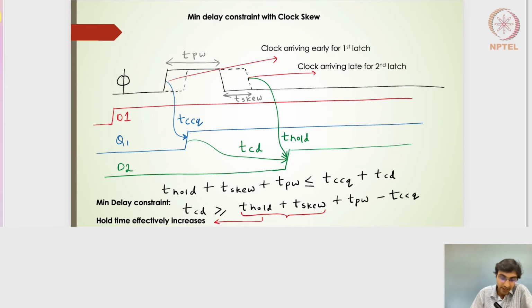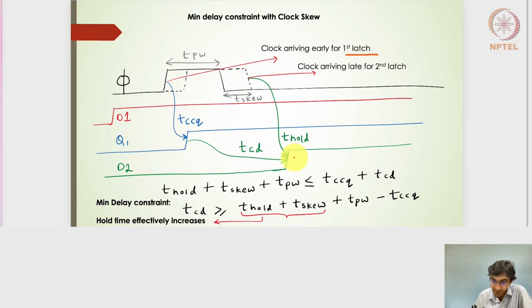Right, so moving ahead, what should be the minimum delay constraints with the clock skewing? To understand the minimum delay constraints, we will say that pulse latch 1 will get the clock that is arriving early, and then pulse latch 2 will get the clock, which is the dotted lines, arriving late. So the clock arrives early for the first latch and late for the second latch. And with this TPW also there, the T hold time will be with respect to this dotted line after the TPW, right?